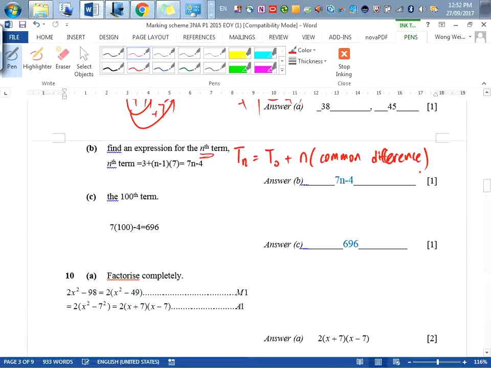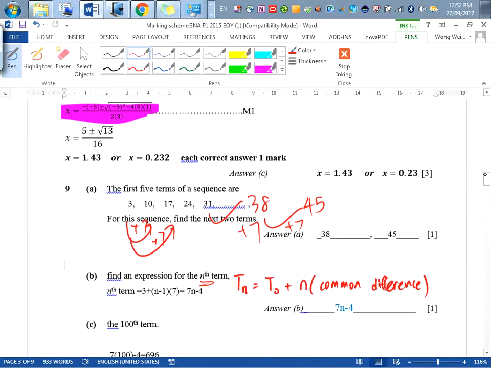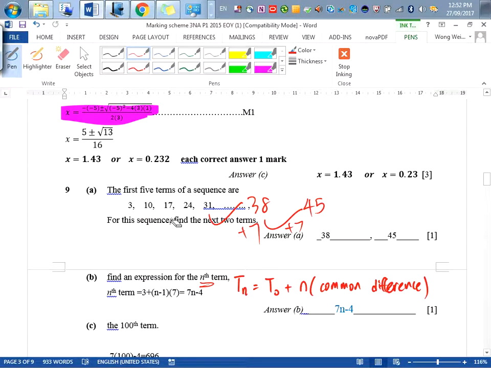Okay, what does this mean? Tn is the nth term. T0 is the 0 term. Okay? Let's look at the sequence again. What is my first term over here? 3, yes. This is T1. This is T2, T3, T4, T5, so on and so forth. If I want Tn, what is this?